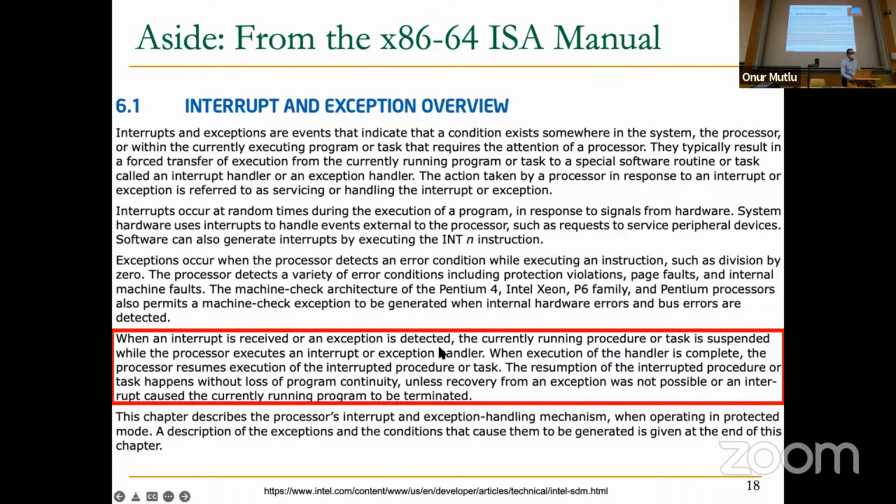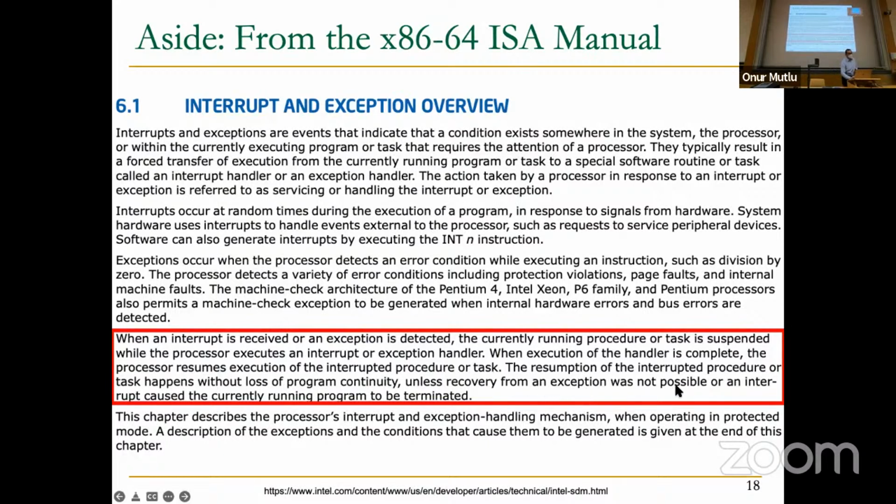When an interrupt is received or an exception is detected, the currently running procedure or task is suspended while the processor executes an interrupt or exception handler. When the execution of the handler is complete, the processor resumes execution of the interrupted procedure or task. The resumption of the interrupted procedure or task happens without loss of program continuity. That's what precise exceptions means.